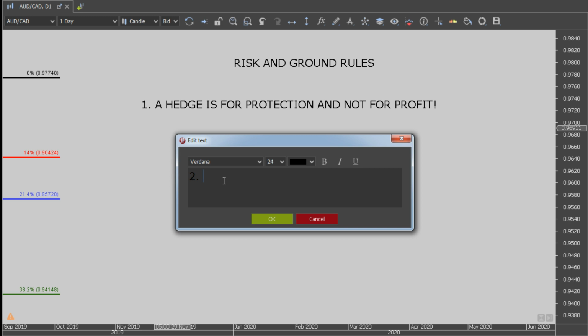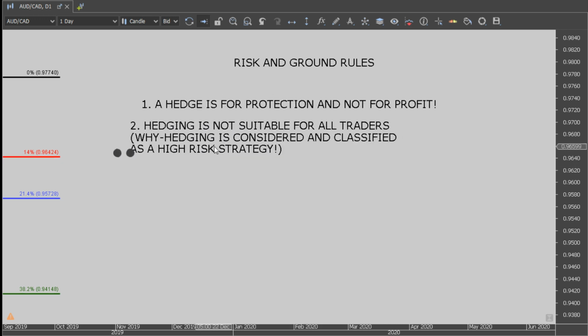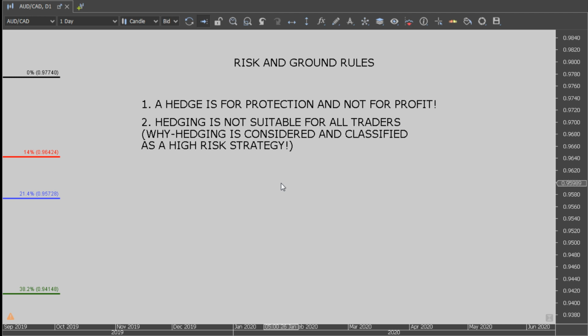Number 2: hedging is not suitable for all traders, not even professionals. Why? Let's write this down. Hedging is considered and classified as a high risk strategy by the regulatory organs. Most likely all over the world, hedging is not suitable for all traders, not even professional traders, because hedging is considered and classified as a high risk strategy.